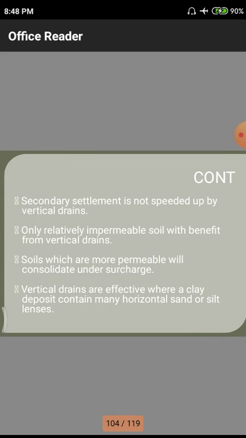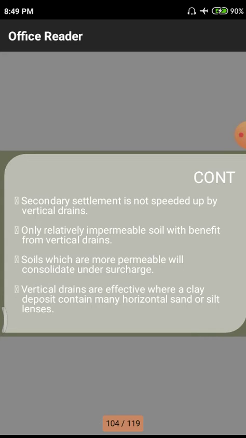Next, soils which are more permeable will consolidate under surcharge. Consolidation means decreasing the volume by removing the water content. Normally, if we have some quantity of material with some amount of weight, adding water gives the material additional weight. Likewise our soil also has some amount of consolidation without voids and other water content. But if the soil has a huge amount of water, then the consolidation will be huge. That means a huge amount of volume, and we need to consolidate it.